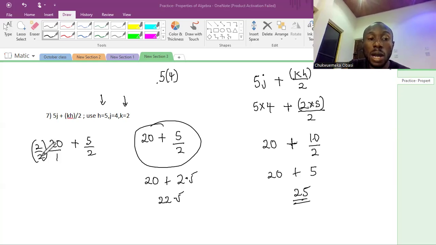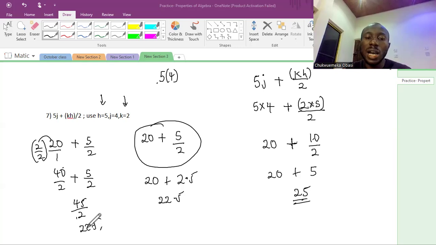So if I multiply 1 by this guy, I haven't changed it. So 2 times 20 will give us 40, and 2 times 1 is 2, all plus 5 over 2. So 40 plus 5 is 45 over 2, and 45 over 2 gives us 22.5. So that is the answer. We get the same answer, all the same.